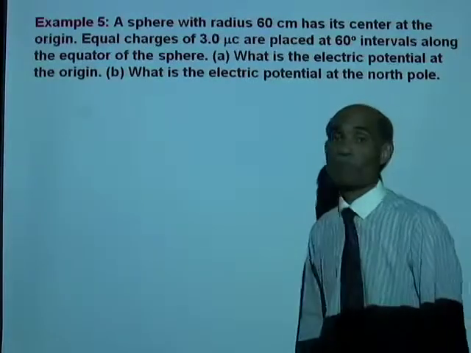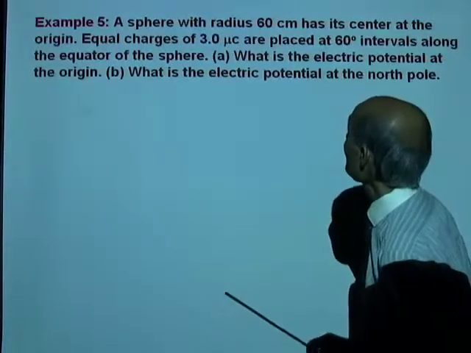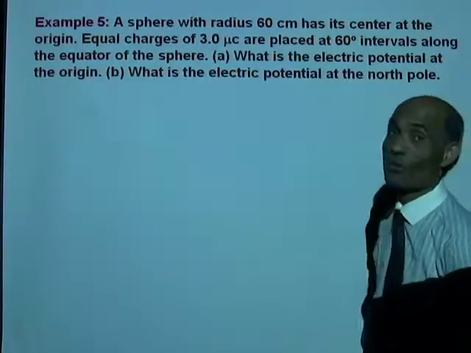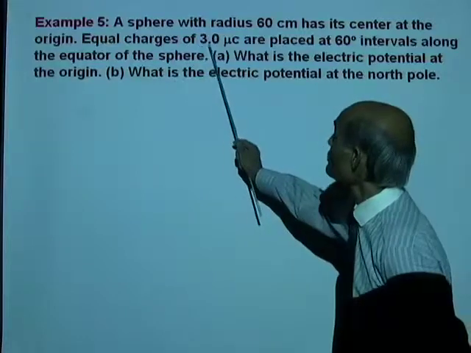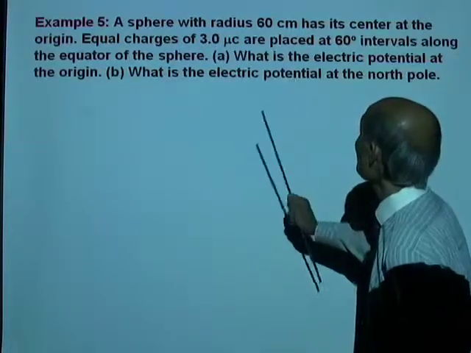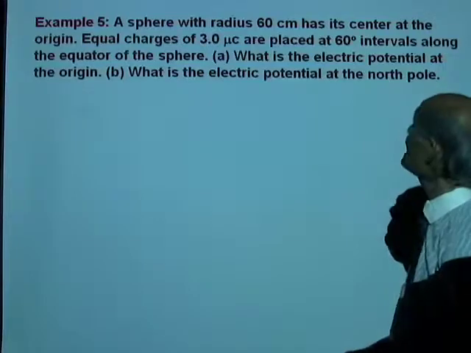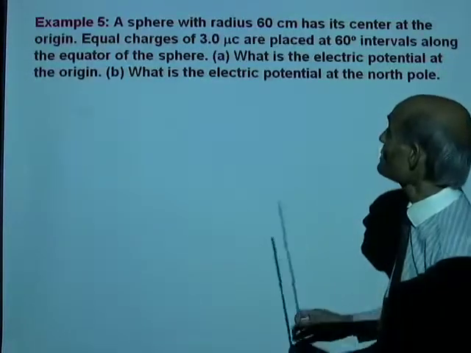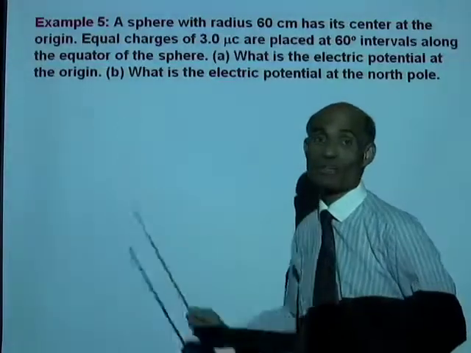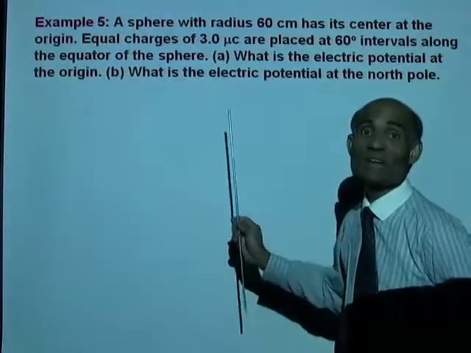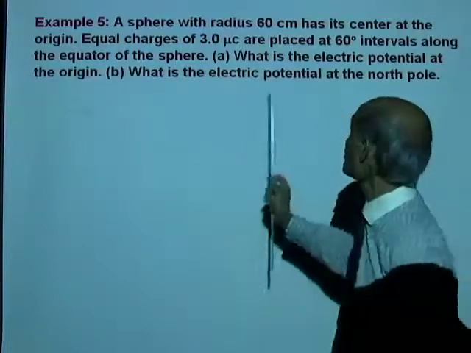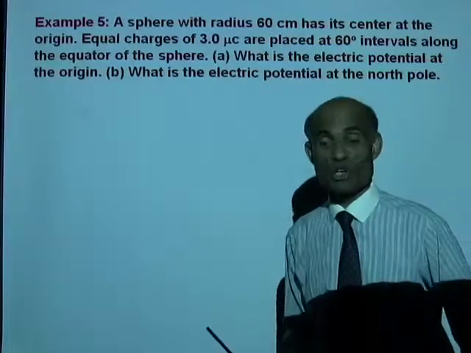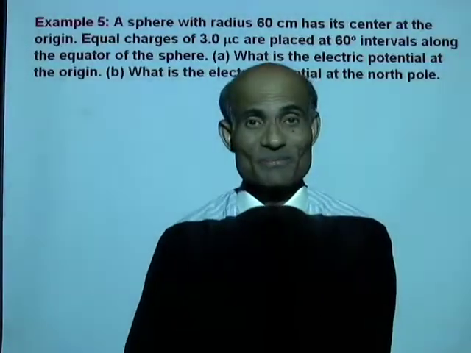Example 5. A sphere with a radius 60 centimeter has its center at the origin. Equal charges of 3 microcoulomb are placed at 60 degrees intervals along the equator of the sphere. What is the electric field at the origin? What is the electric, not the electric field, what is the electric potential at the origin? What is the electric potential at the North Pole?